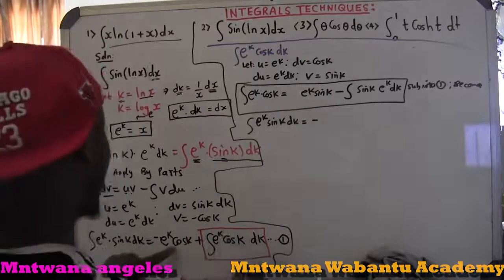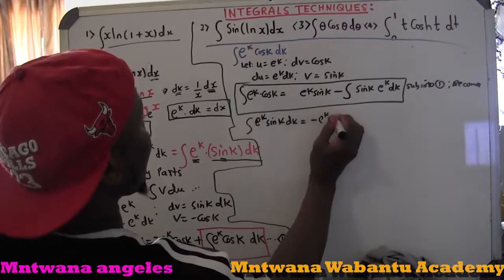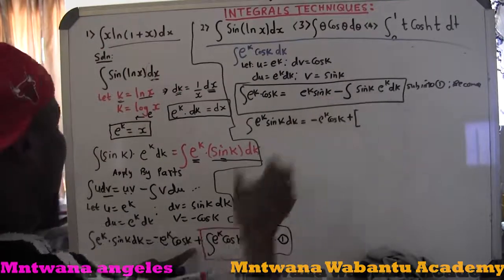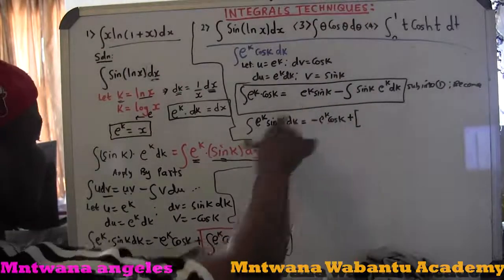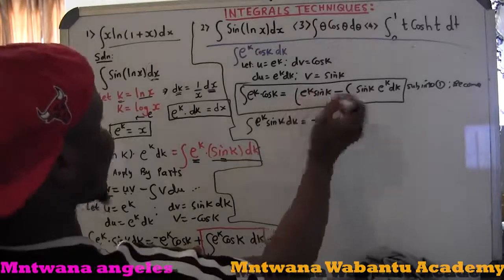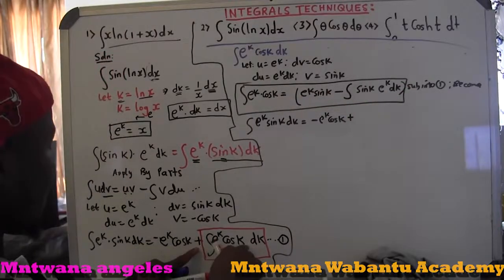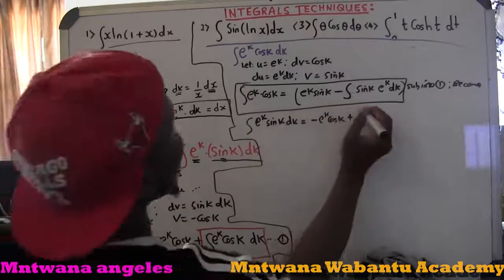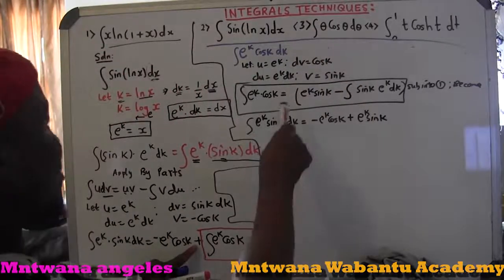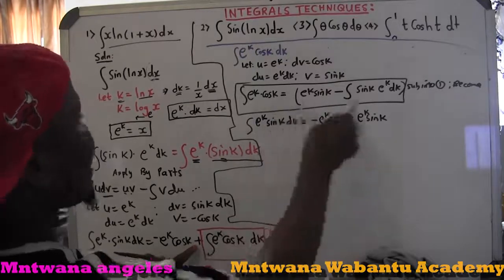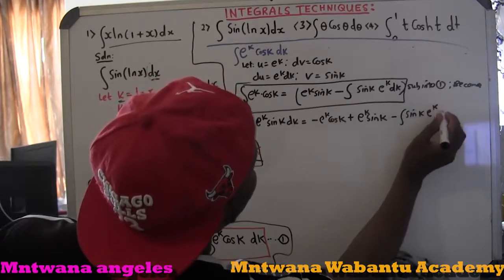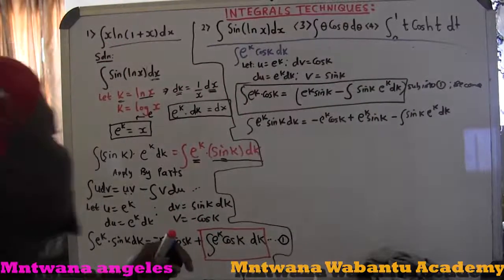Now we go: negative e^k cos k, and then plus, so now we substitute this on here. Plus e^k sine k, then times the second one, because remember this is this, so it's going to be minus the integral of sine k e^k dk.